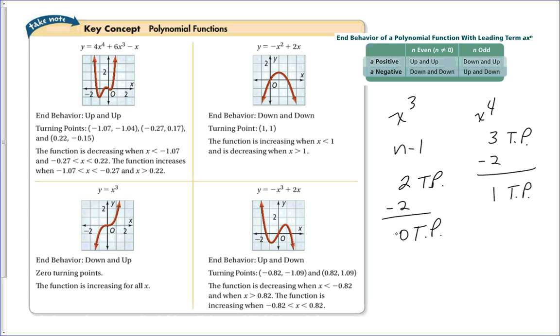So if it was a fifth degree, you'd have 4, 2, or 0. If it was a sixth degree, you'd have 5, 3, or 1. You following me there? Good. All right, let's keep rolling here.